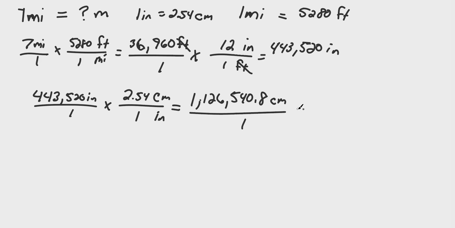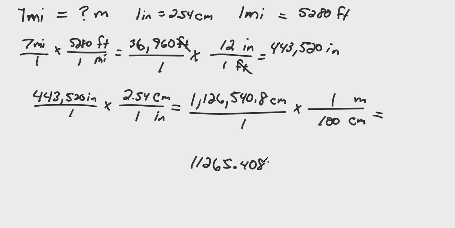So we're going to take those centimeters, put over 1. We want to know how many meters. So we're going to put centimeters on the bottom and meters on the top. We know that 1 meter equals 100 centimeters, so we're going to divide this by 100. Basically when you divide by 100, just move your decimal place 2 places. So we got 11,265.408, and our centimeters canceled out, and we're left with meters.